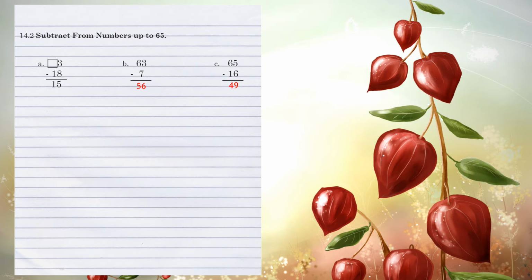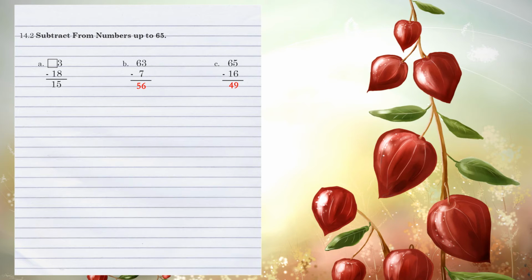Unit 14.2, subtract from numbers up to 65. Example A. We have another missing number to fill in here, so let's go through our subtraction process. We know that you can't take 8 from 3 and get a 5. We do know that if we work backwards and add 8 and 5, that does give us 13. That's where the 3 comes from, which means once again we borrowed from this number over here that we don't quite know yet. We know we borrowed and made that a 13.